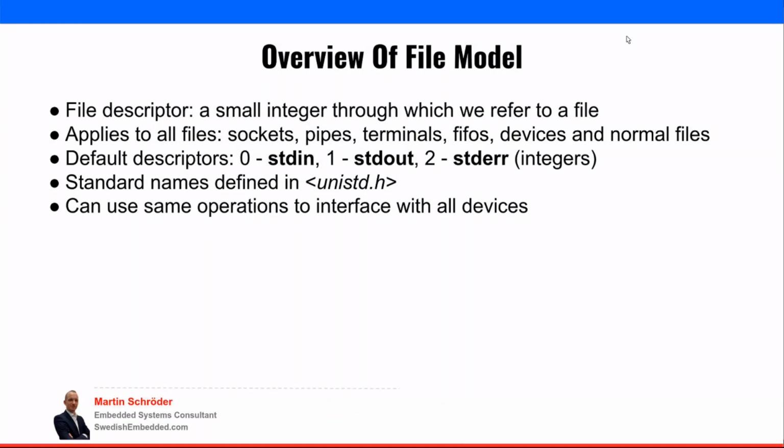We have default descriptors, which are available to every application that is started, every process that you start in Linux, which are the standard input, standard output, and the standard error output. And they have fixed IDs, so they have an ID 0, 1, and 2. And all of these standard names are defined in the unistd file, which we can include into our C application. And we can use the same operations to interface with all devices in Linux.